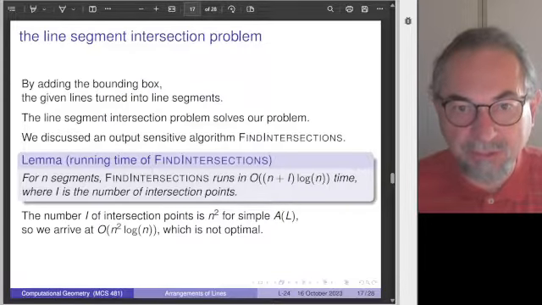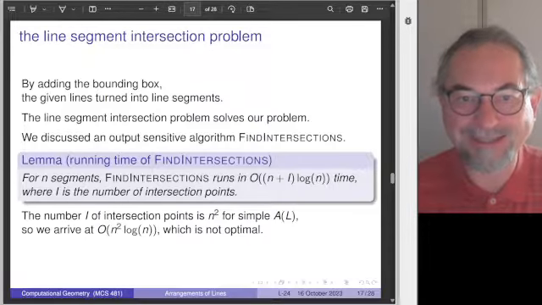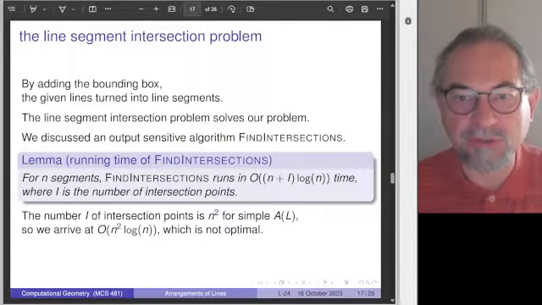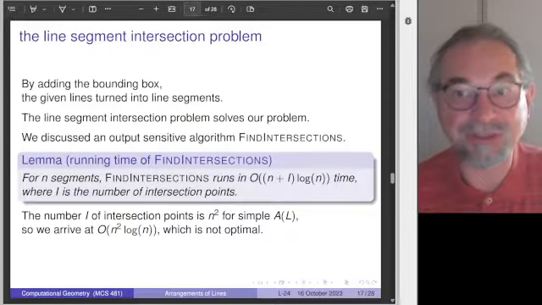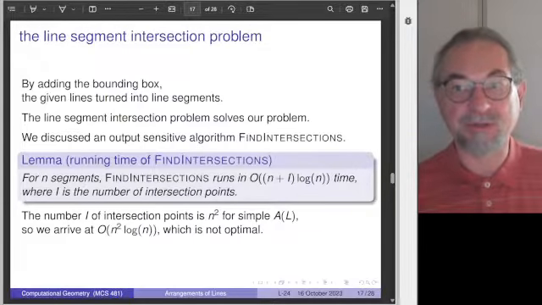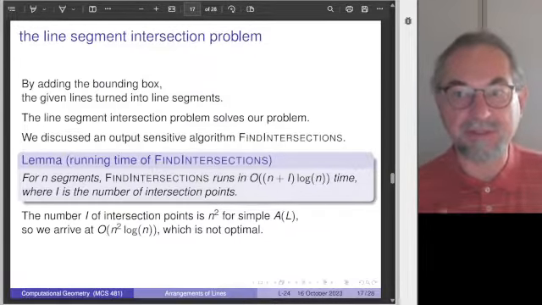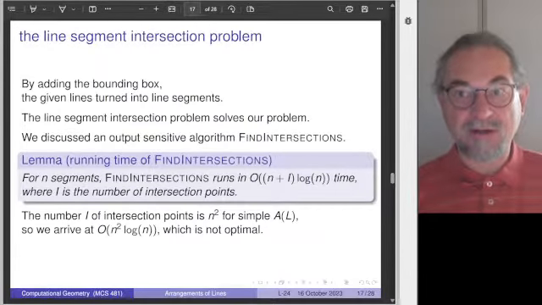Well, with the line segment intersection, that was the first time we had an output sensitive algorithm. So the bound contained the number of intersections, here the letter I. We know that for a simple arrangement, and actually you could also say generic, the numbers do not satisfy any particular properties. They are completely independent from each other. Then we always have n square.